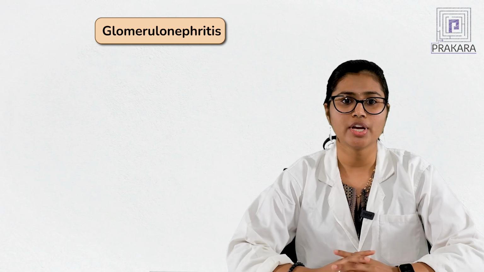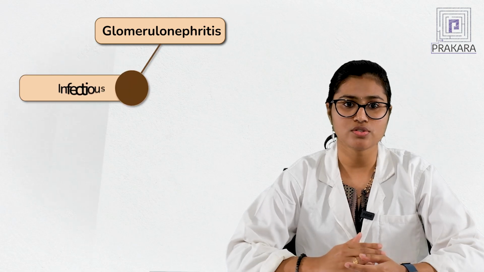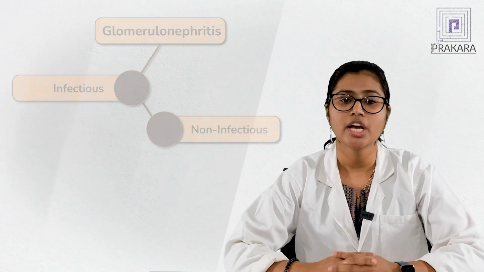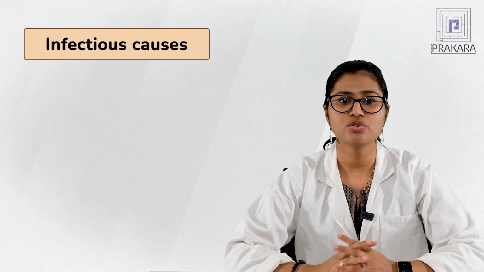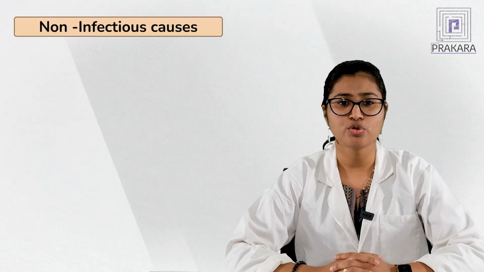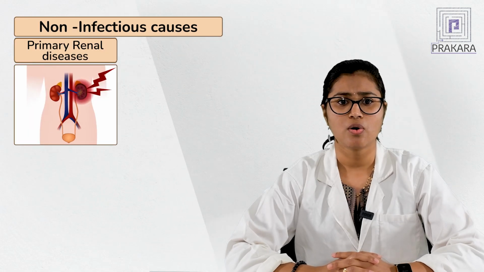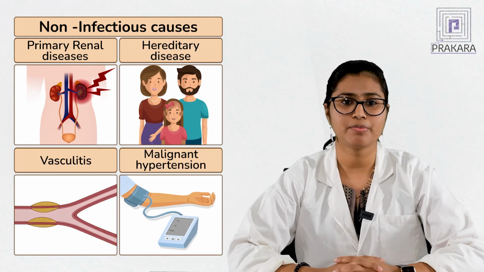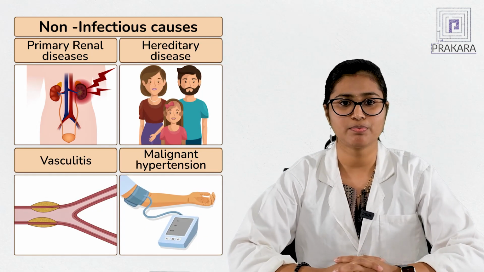In etiology we have two types, infectious causes of glomerulonephritis and non-infectious causes of glomerulonephritis. In infectious causes it is due to beta hemolytic streptococcus organism. In non-infectious causes it may be due to primary renal diseases or hereditary diseases or vasculitis and malignant hypertension, that means very high blood pressure.